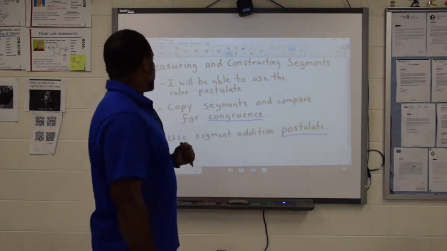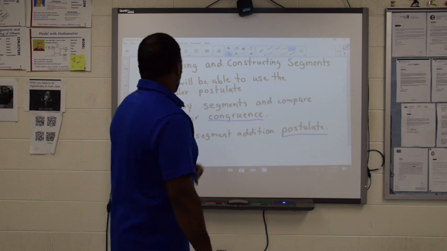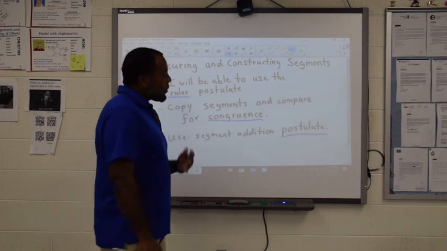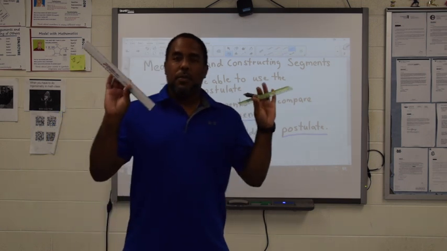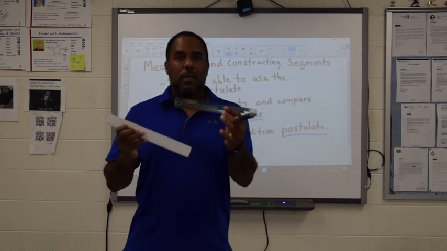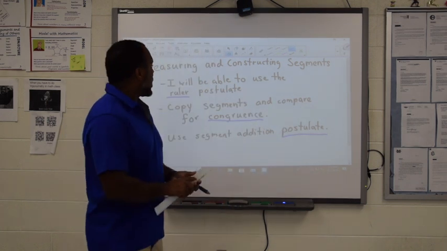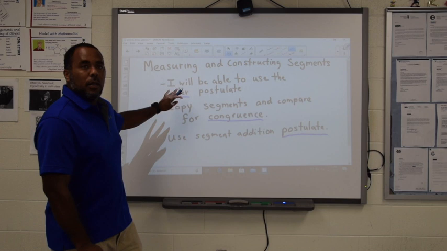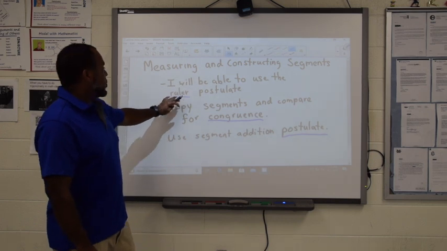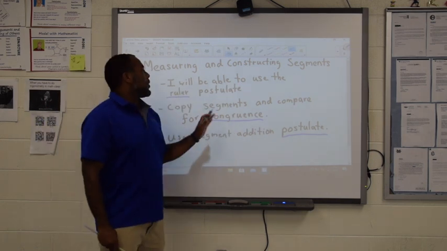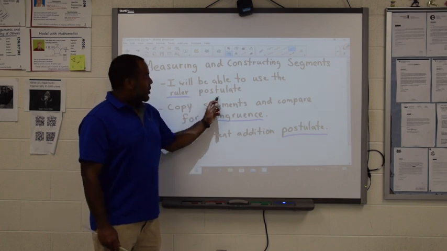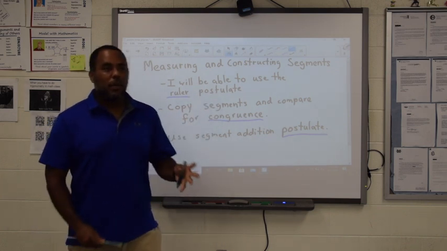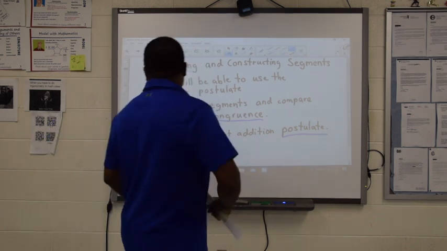What about a ruler? I definitely do know what a ruler is. Here's two rulers here. So that's pretty good. I feel pretty good about this. That's the first one. I'll be able to use the ruler. And there's that word again, postulate. So we don't know what that means, and we'll take a look there.